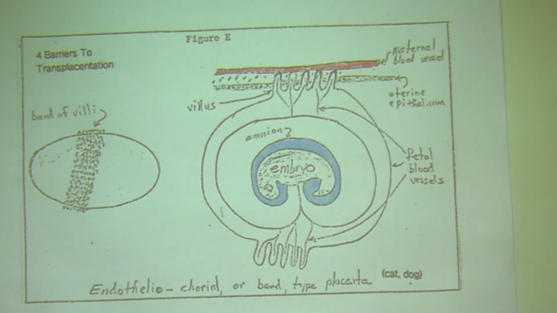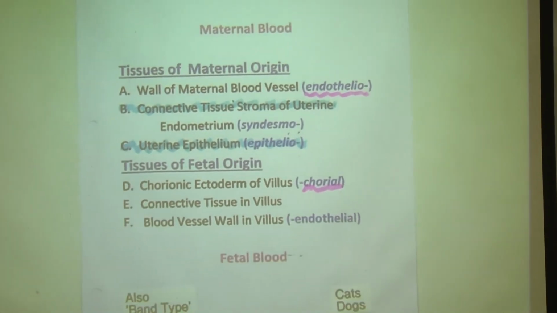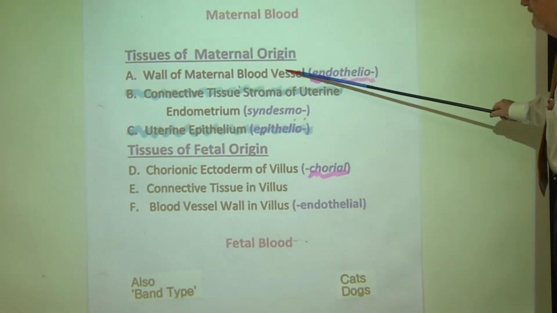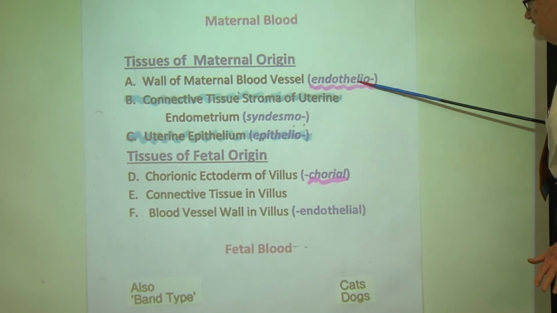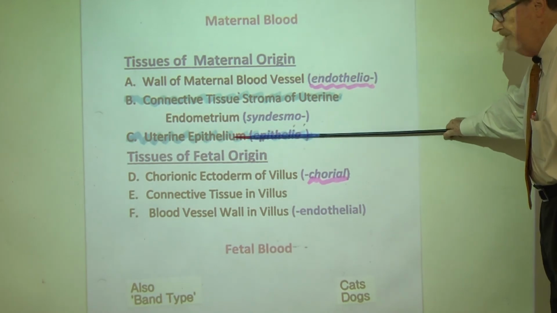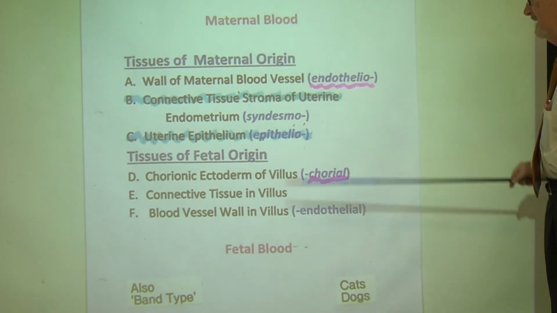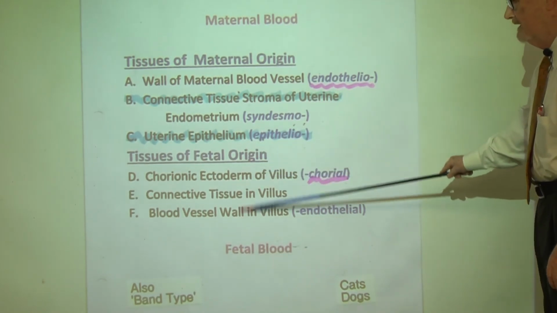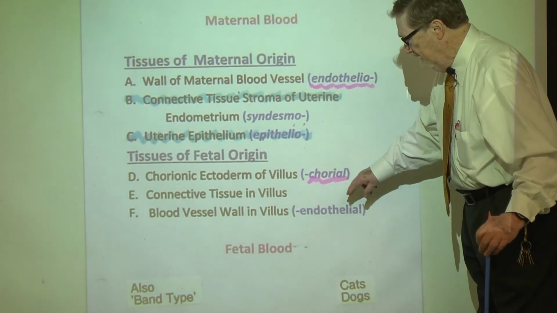And let's take a look at what we have eliminated to get this endotheliochorial name. What is the maternal outer layer of tissue? It's the wall of her blood vessel. And the word for blood vessel wall, the prefix is endothelial. But the connective tissue stroma is no longer there, and the uterine epithelium is no longer there. They're gone. They've been punctured by the villi sticking up. The tissues of fetal origin, all three of the chorionic villus tissues are still there. And the outer one is the chorionic ectoderm, and that's the suffix chorial.